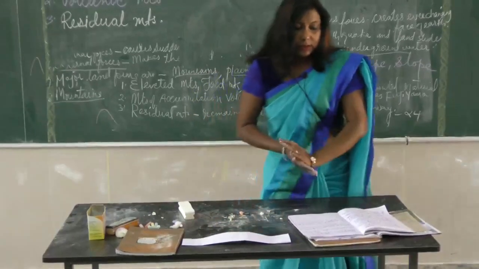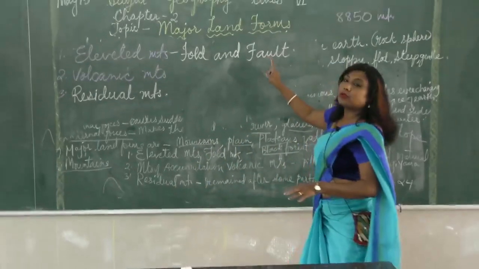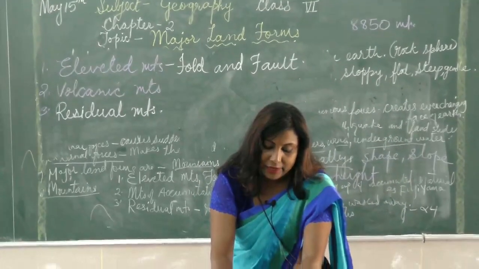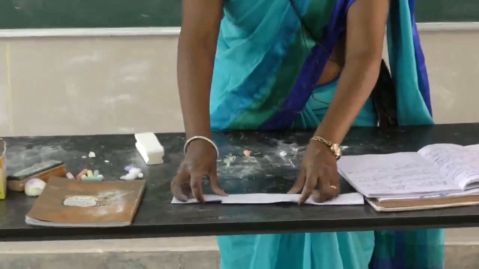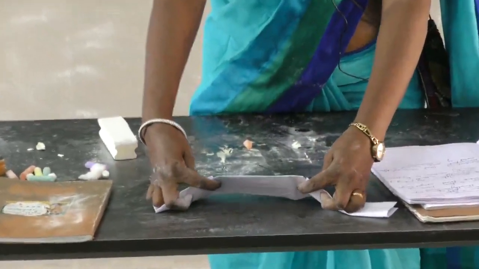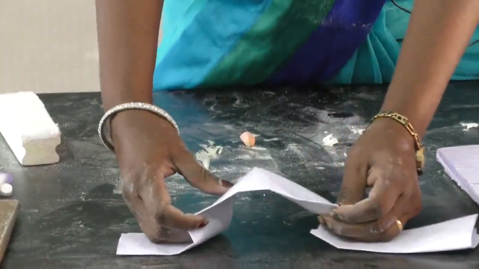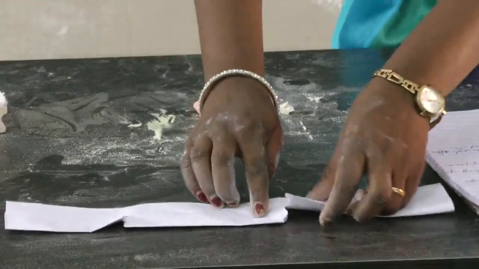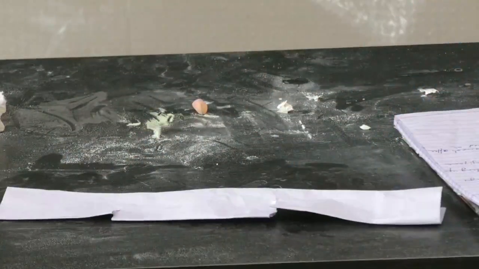Now, this is a fold mountain. Now, fault, what happens in faults? Suppose there is a break, a crack on both the sides. Now, these two move away and this portion is made to rise up again. This kind of a structure helps in the formation of fault mountains, or sometimes this one sinks, so this one forms a valley. So, this is an example.